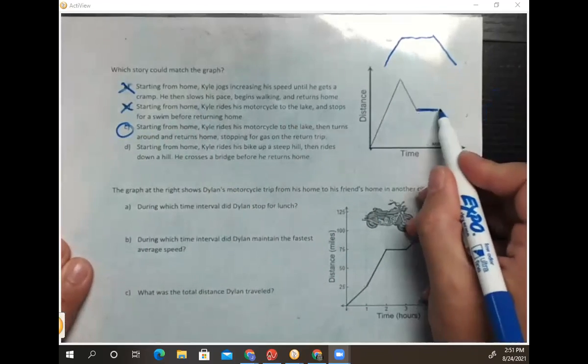C, starting from home, Kyle rides his motorcycle to the lake, then turns around and returns home, stopping for gas on the return trip. We like C? C looks good to me too. I drove to the lake, I started to come home, I had to stop for gas, and then I came the rest of the way home.